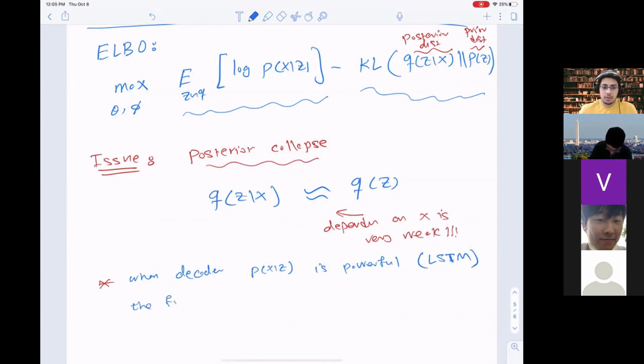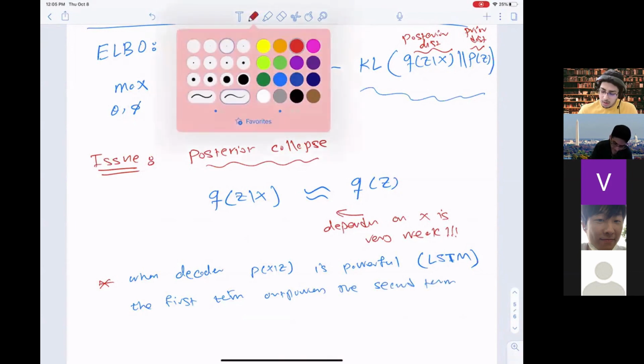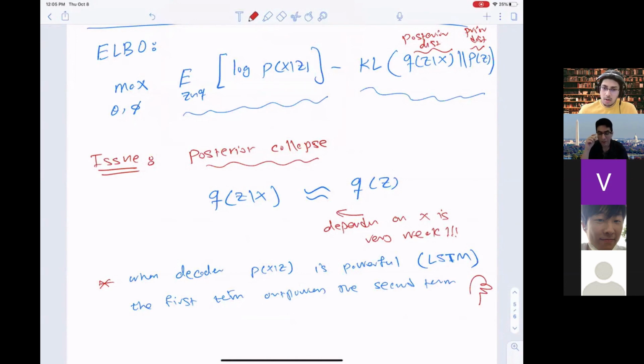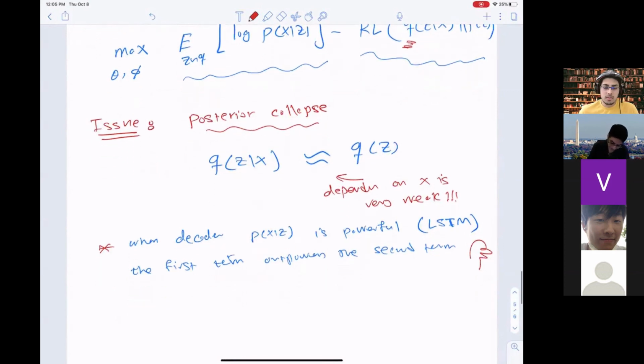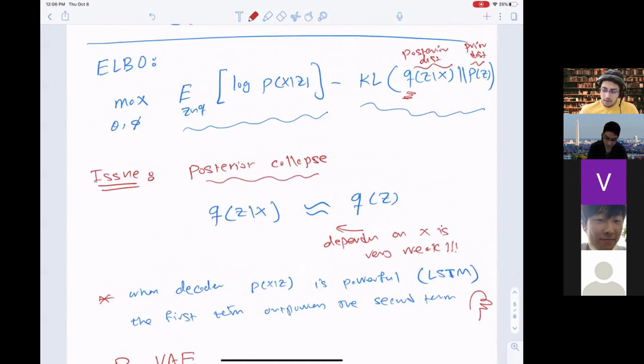The first term outpowers the second term. I want to emphasize this is quite hand-wavy. Basically in your optimization, you are ignoring the second term that penalizes the KL between your posterior distribution and your prior distribution. There are a lot of remedies in practice that people have explored. One of them is something called beta-VAE, which is quite simple. Instead of having just the coefficient one here, you add a beta coefficient here, and you have different weights for the first term and the second term.